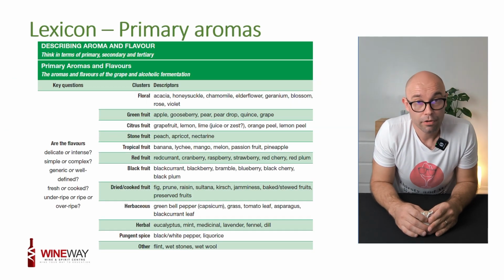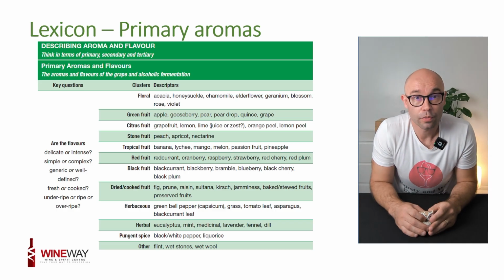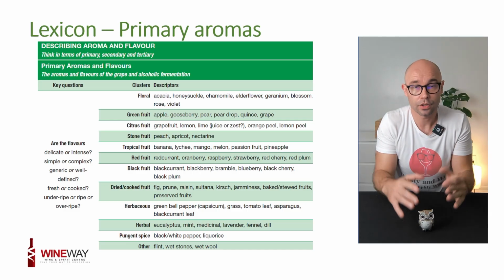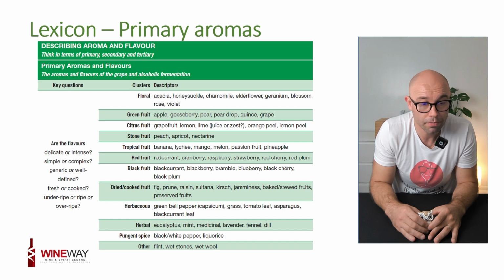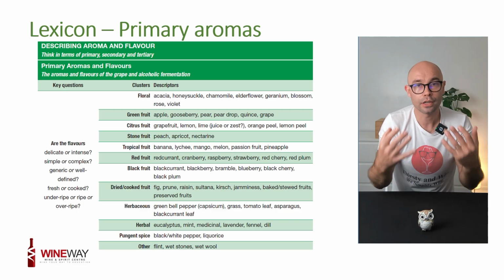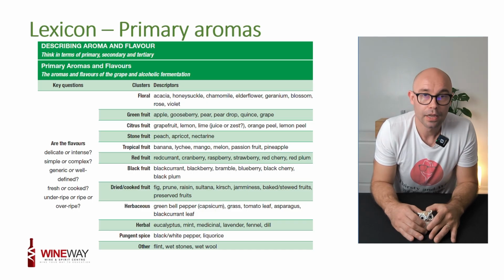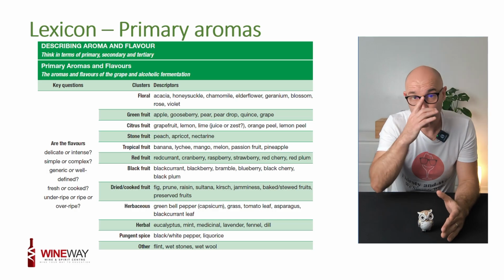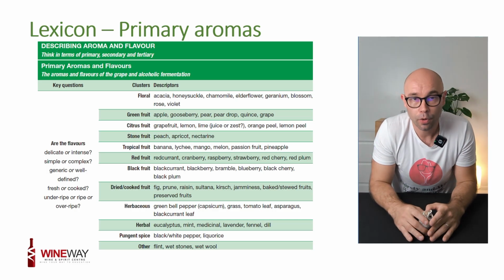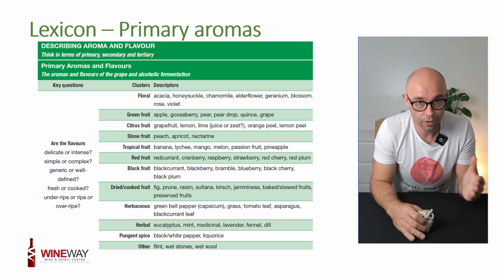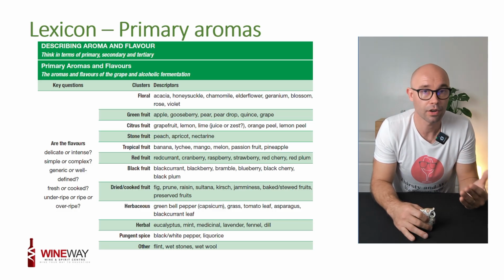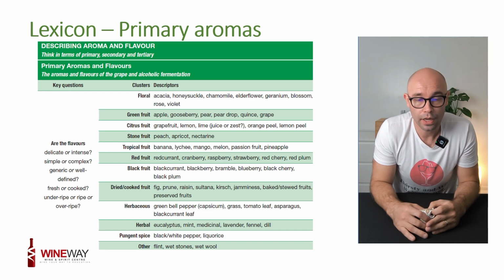This is the lexicon for primary aromas, so I'll show you and we'll go one by one for primary, secondary, and tertiary aromas, and I'll give you guidance on how to use them. On the left side, you can use descriptors such as delicate or intense, simple or complex, generic or well-defined, fresh or cooked, unripe or ripe or overripe in order to describe the character of the aromas. These are not descriptions that will give you direct points, but if you lack a point somewhere, and your description for the aromas is correct, like well-defined or generic or simple or complex, you could get a point for that.